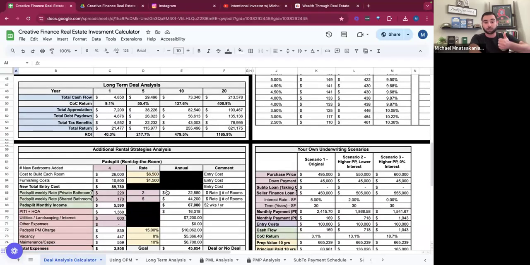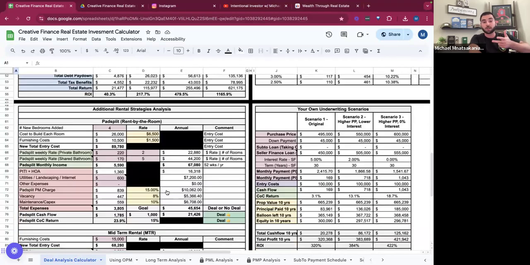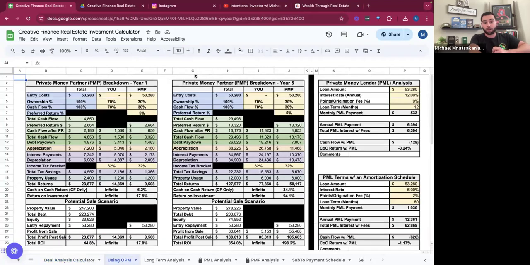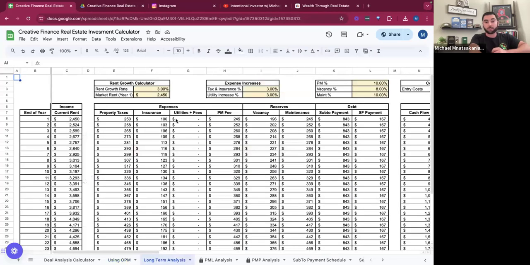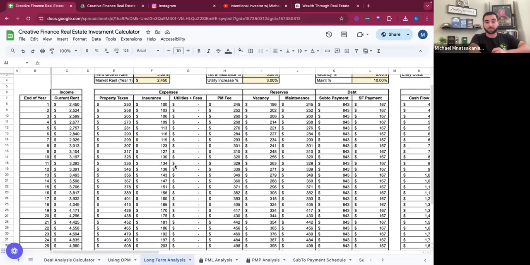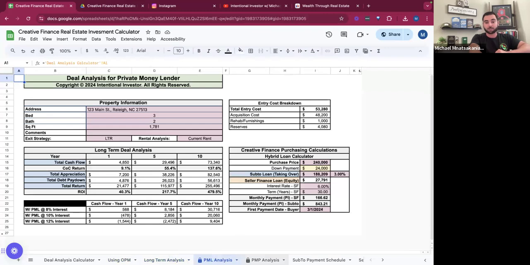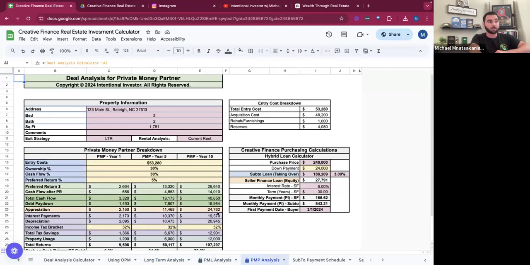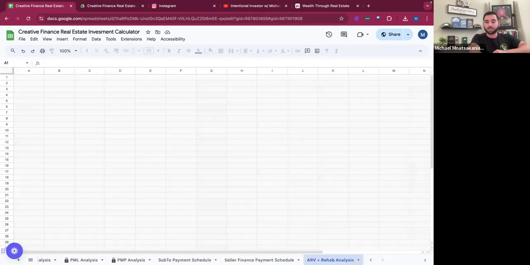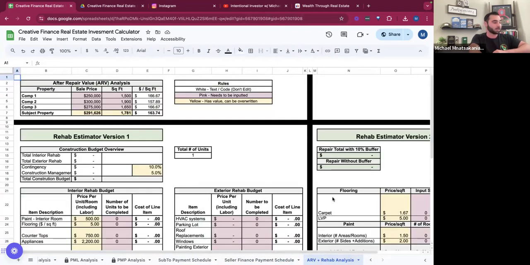I do long-term rentals, mid-term rentals, short-term rentals, as well as pad split or rent by the room. We raise capital through private money partnerships and private money lenders. So this makes it really easy to analyze the deal and see if it still makes sense for you. Look at the 30-year time horizon on these investments and see how it pans out over that time period. If you're presenting deals to private money lenders or private money partners, it's a very easy overview, as well as the amortization schedules involved, and then the after repair value and rehab analysis, if you needed to account for that.